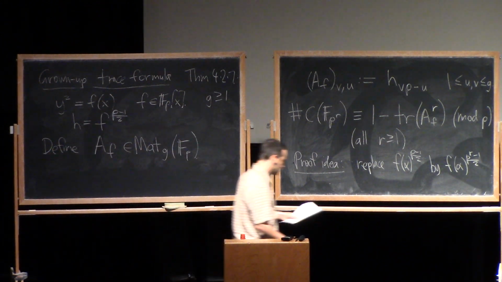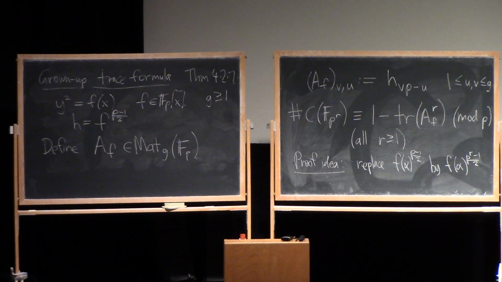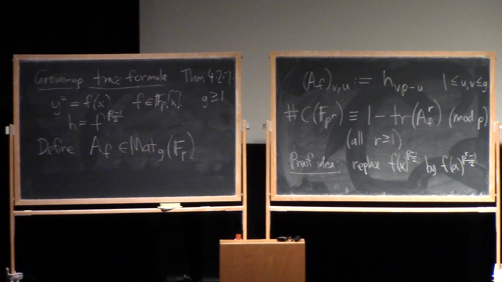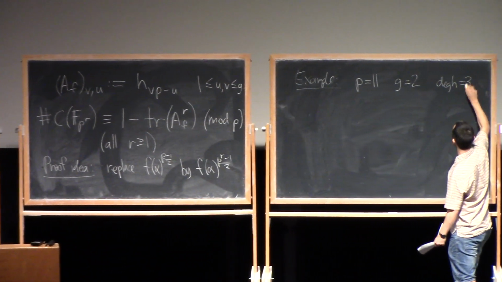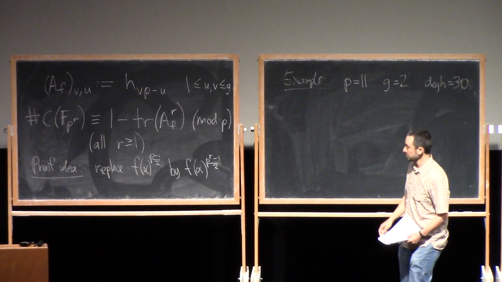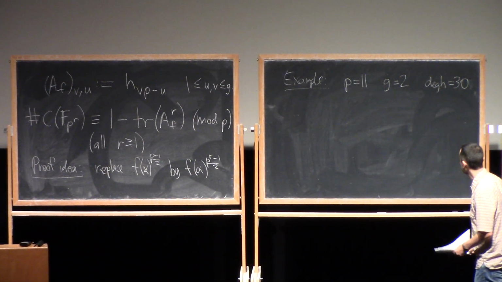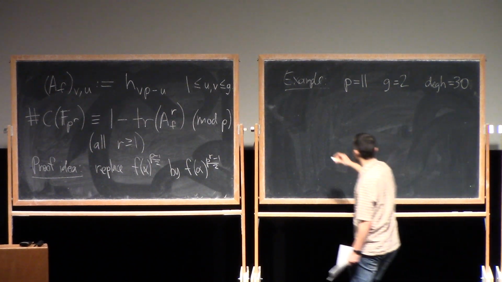Let me just write down an example so we see what we're dealing with. So same example as before. Let's take p is 11, genus 2, and remember that the degree of h was 30. Okay, that's 5 times 6. So here's the matrix.